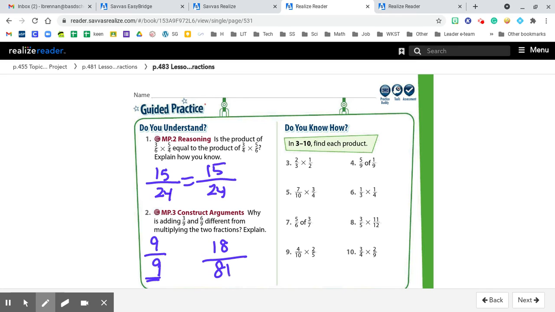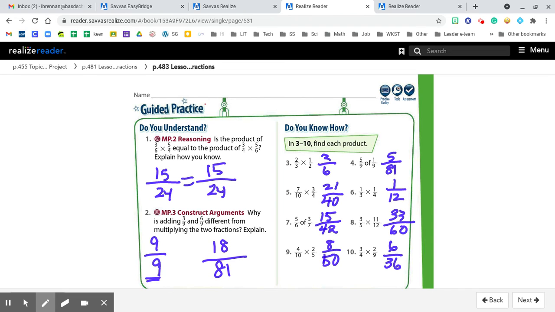So let's go through these. 2 times 1 is 2. 3 times 2 is 6. 5 times 1 is 5. 9 times 9 is 81. 7 times 3 is 21. 10 times 4 is 40. 1 times 1 is 1. 3 times 4 is 12. 5 times 3 is 15. 6 times 7 is 42. 3 times 11 is 33. 5 times 12 is 60. 4 times 2 is 8. 10 times 5 is 50. 3 times 2 is 6. And 4 times 9 is 36.